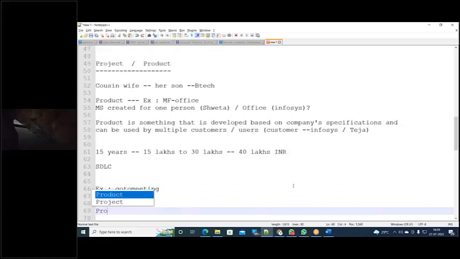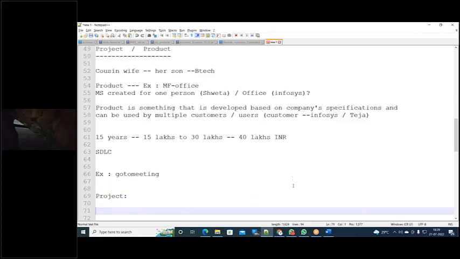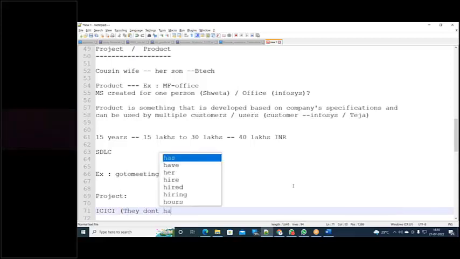Now let me go to a project. Now listen to me very carefully, guys. ICICI, okay? This company might have an IT field, might not have IT guys. Let's assume they don't have IT guys in the organization.